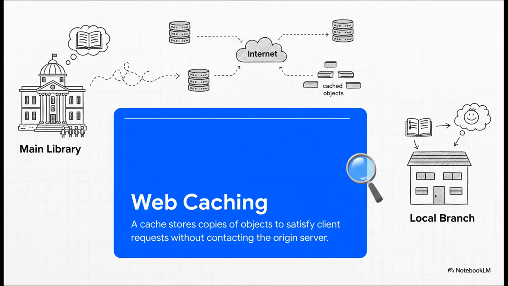You can think of a web cache like a local library branch. Instead of everyone in town having to drive all the way to the one main library downtown to get a popular book, the local branch just keeps a few copies on hand. A cache does the exact same thing for web content. It's a nearby server that stores popular files closer to you, so you don't have to go all the way across the world to the main server every time.